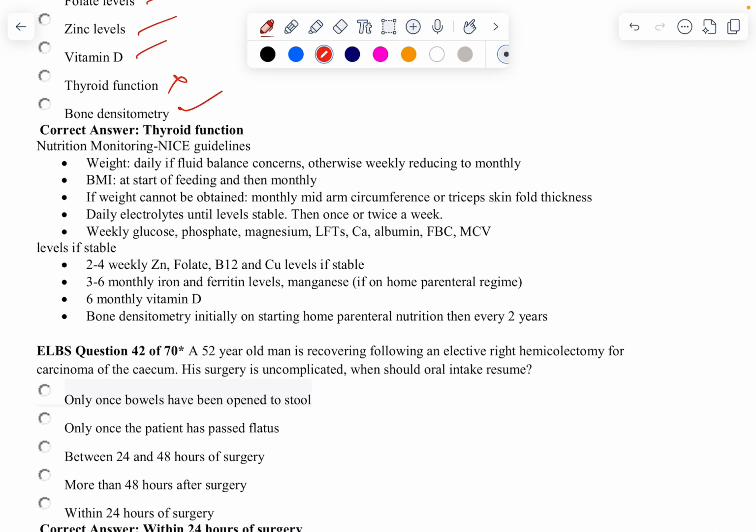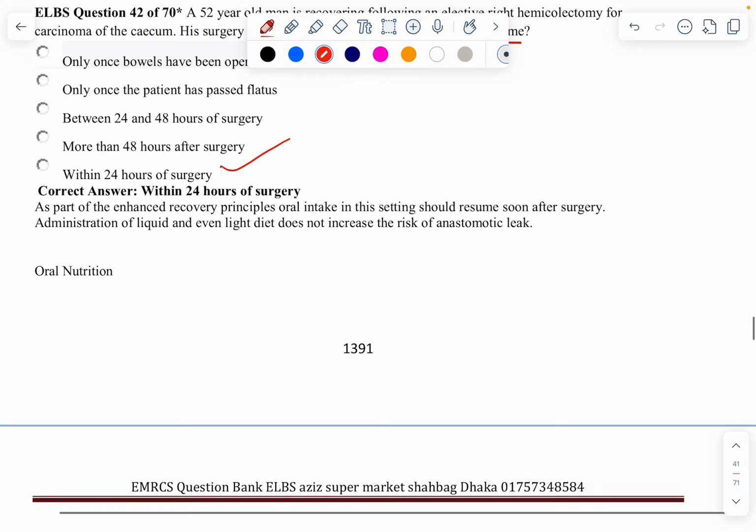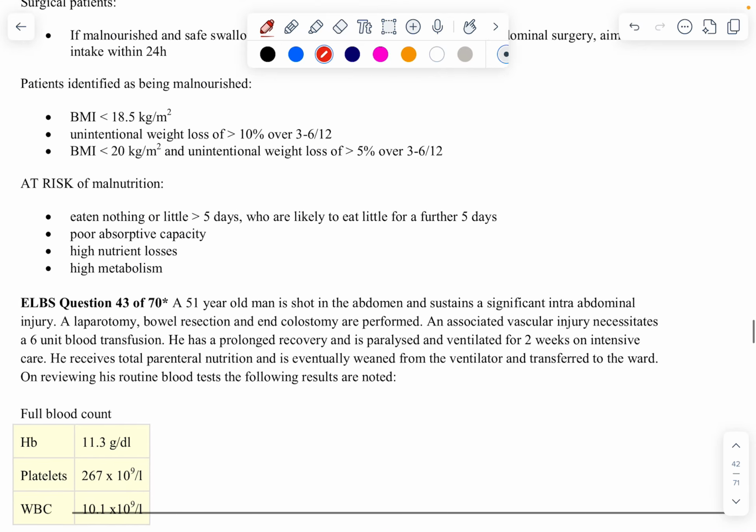A 42-year-old male is recovering from a right hemicolectomy for carcinoma. Surgery is uneventful. Oral feeding should resume within 24 hours. Right hemicolectomy, within 24 hours you can start.